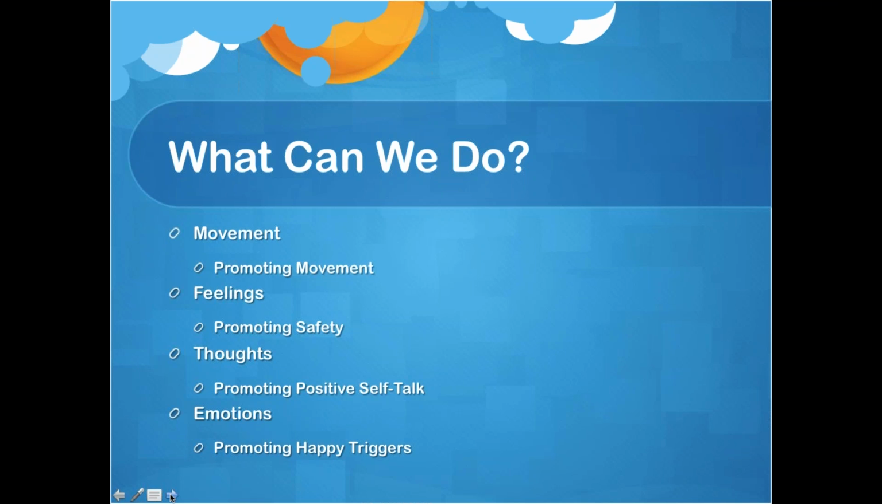The next issue is feelings. We want to promote a safe environment. Well, to what extent do we have a safe environment? What we're looking for is more than us thinking it's safe. Do the kids feel it's safe?